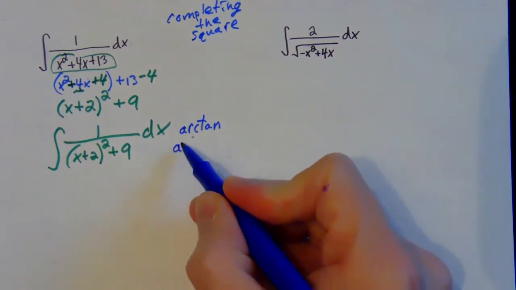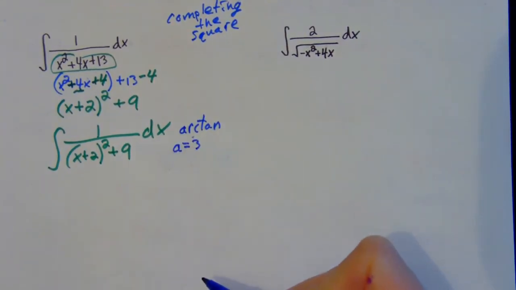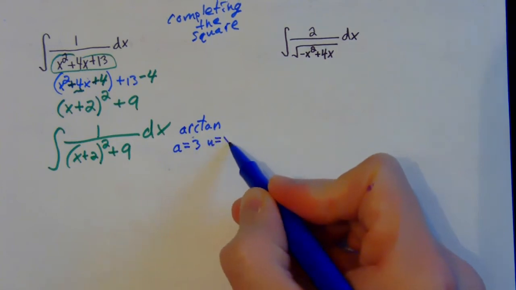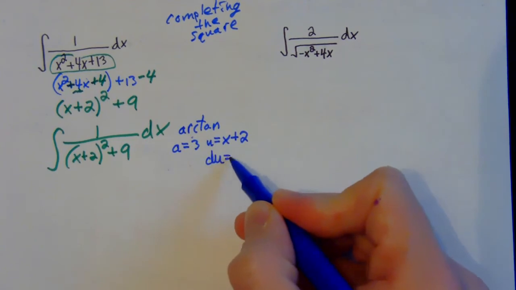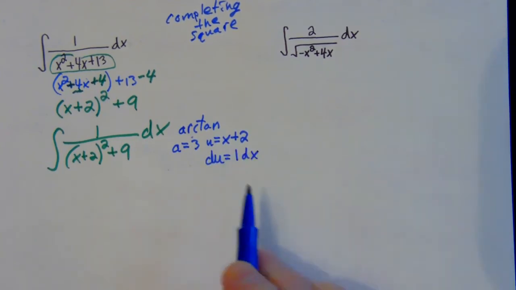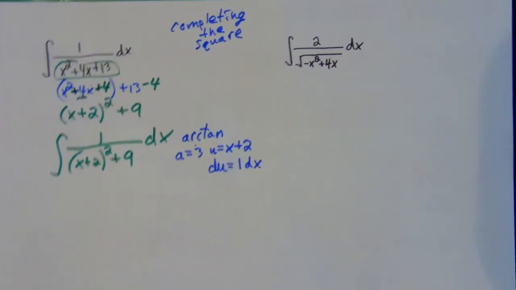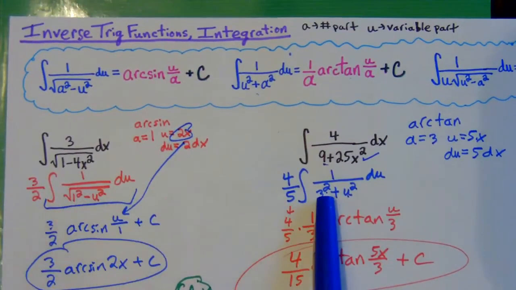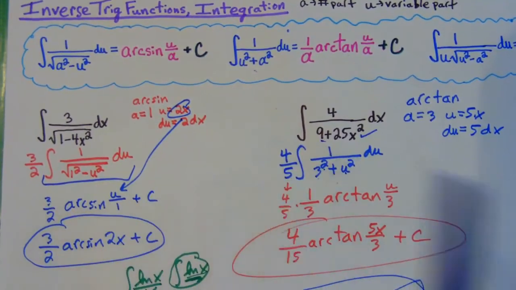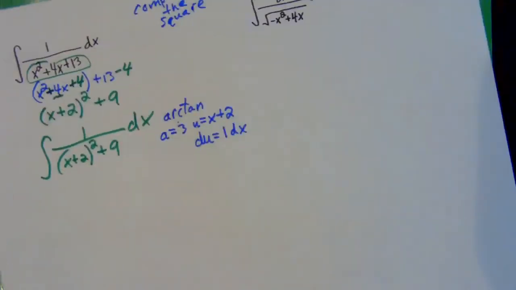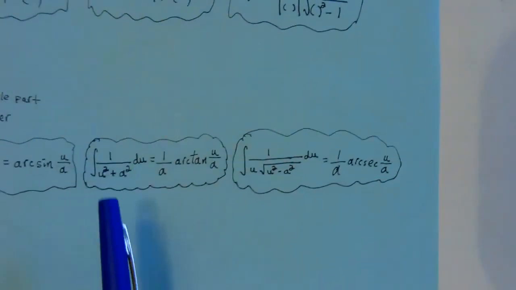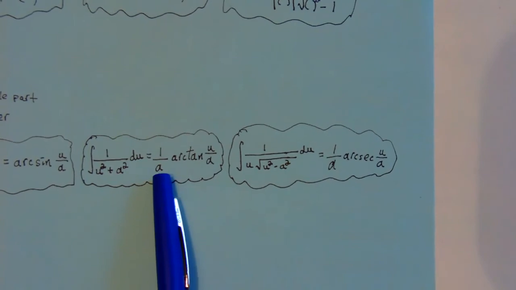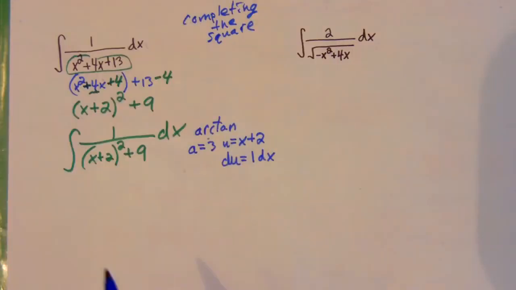And I'm going to write down what my a is equal to. My a is my number part that's being squared. The u is the variable part that's being squared, which is just that x plus 2. And here the du is just equal to 1. Now, typically, if my du is equal to a number, I will rewrite the integral using u's like I did on these two examples, and I'll be careful with my balancing. But if my du is equal to just 1, and there is no balancing, I'll typically go straight to the answer there. So when you have the integral of 1 over u squared plus a squared, that's going to be 1 over a arctangent of u over a. So I'm going to go straight to that answer there.